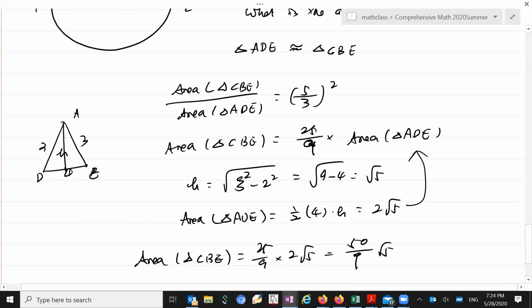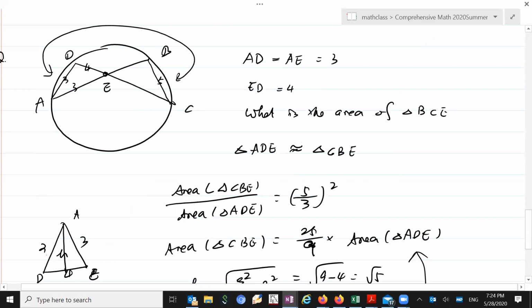So let's go over this. We learned that for this triangle, you see the similarity of two triangles inside a circle. You see we use similarity here again. If you use similarity, then you can solve the problem.